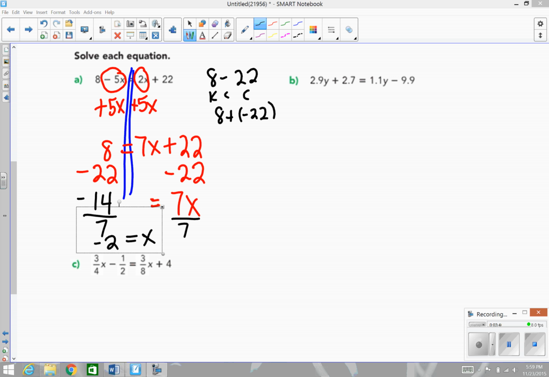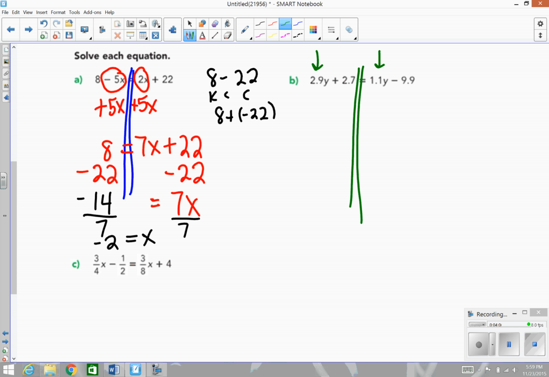Okay, now on to example B. Same process. Start with your river and then locate your algebraic terms. I have one here, 2.9y, and I also have 1.1y. Which one is smaller?